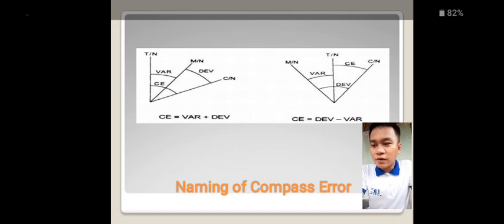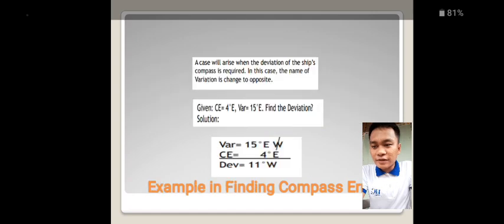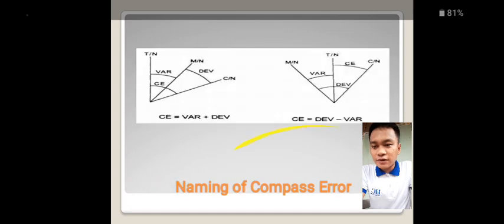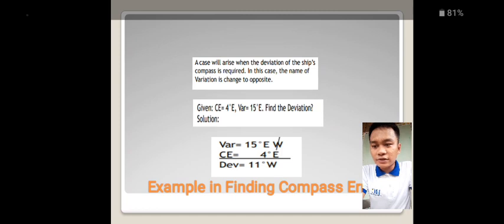As for the name of compass error, first, if variation and deviation are of the same name, add their values and affix to the result their common name. Second, if variation and deviation are of different names, subtract the lesser from the greater value and affix to the result the greater name. So here is an example to solve a compass error calculation.